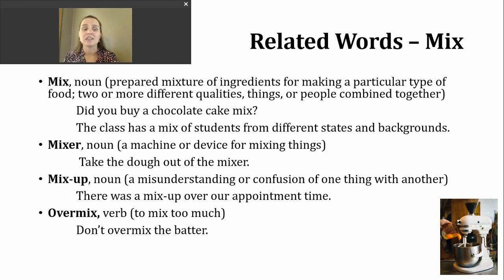The last word I'll leave you with today is overmix, and it's a verb. You can probably tell from the prefix over what it's suggesting, and the meaning here is to mix too much. Here's an example sentence. Don't overmix the batter.